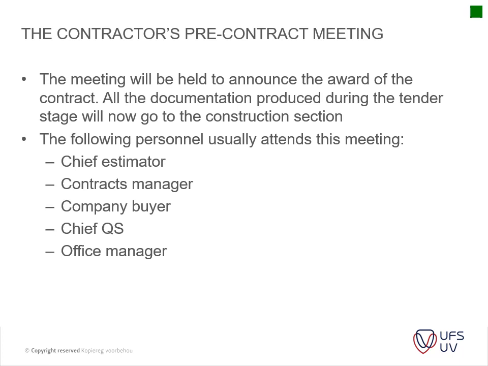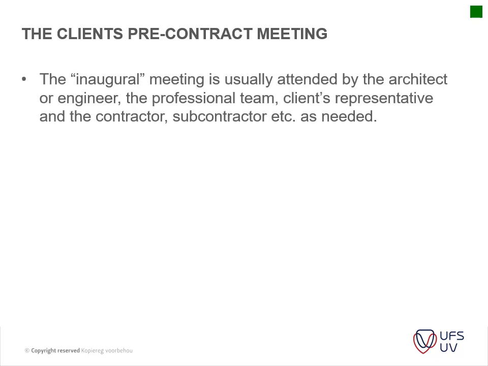And then the following personnel usually attend an actual planning meeting. It's the chief estimator, the contract manager, accompanied by a chief QS and the office manager. There's a certain amount of handover from the tender process, or the people involved in the tender process, to the actual guys implementing the contract. Okay, then you've got the inaugural meeting. It is usually attended by the architect or engineer, the professional team, the client's representative, and so on.